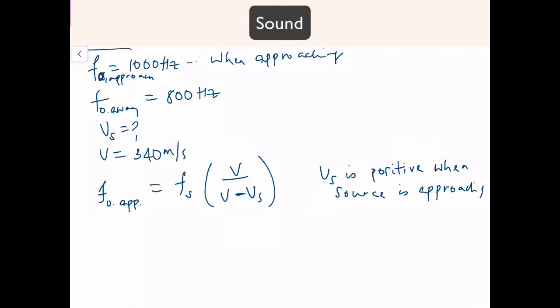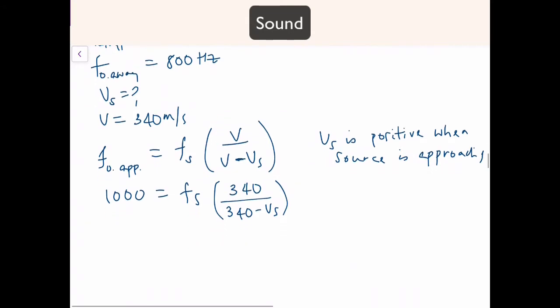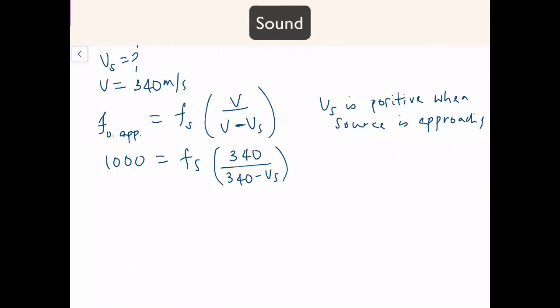And vs is negative when the source is moving away. So for this, if you replace the values, then 1000 for fs, you don't know fs, v you already know, which is 340. It will be 340 minus vs. Okay, but this equation has two variables, so you cannot solve it the way it is. So go for the other one.